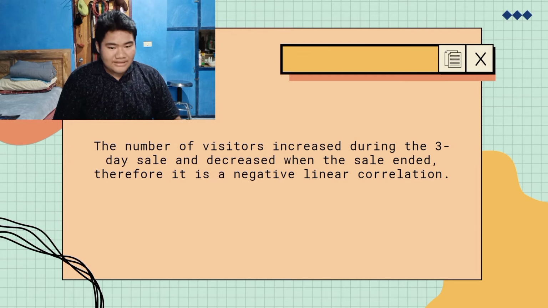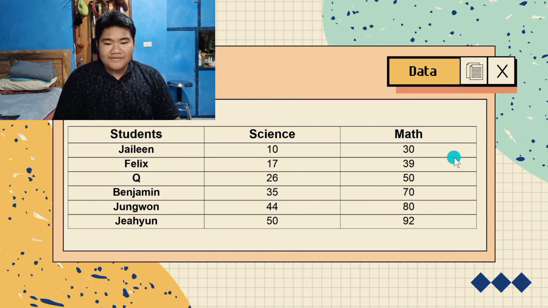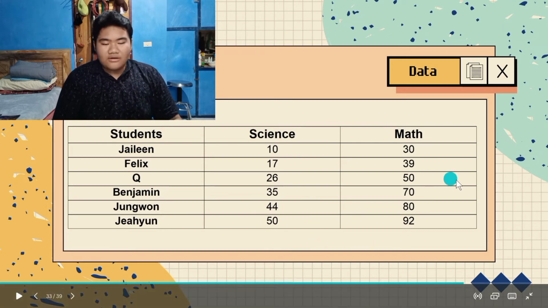Next example, 6 students take both science and math subject tests in University of the Philippines or UP to apply for a scholarship for college. The table shows the scores that the 6 students scored in both subjects. With the given data set, we can identify the names of the students and our x and y values, which is science and math. Science, which is our x values composed of 10, 17, 26, 35, 44 to 50. Math, our y values ranges from 30 to 92.